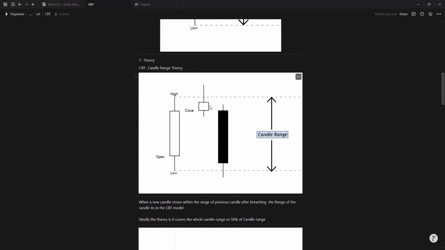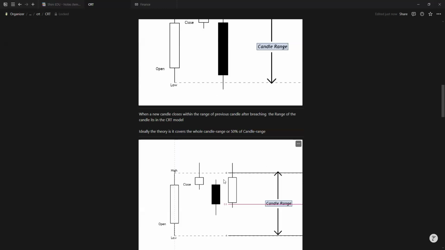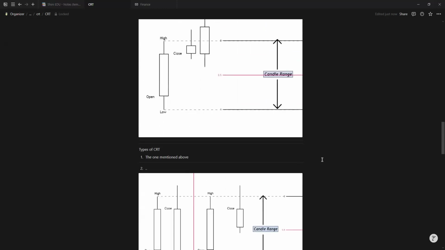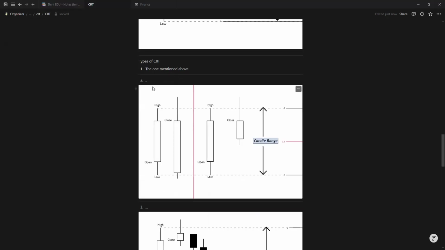The first model is simple. The first candle makes the candle range. The second candle makes the CRT thing. It breaches and closes within the range. And the third candle does the 100% or the 50%. That's the first CRT model, or the first CRT type. And the second one: the first candle makes the candle range, the second candle breaches, then comes within and covers the whole candle, or the 50%.